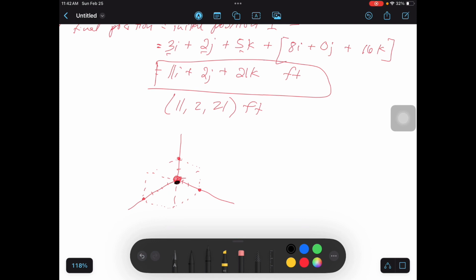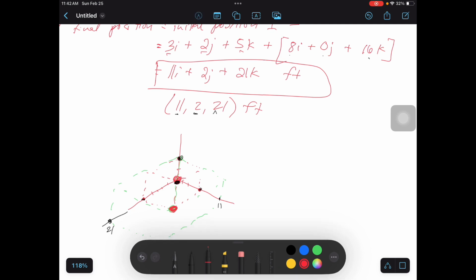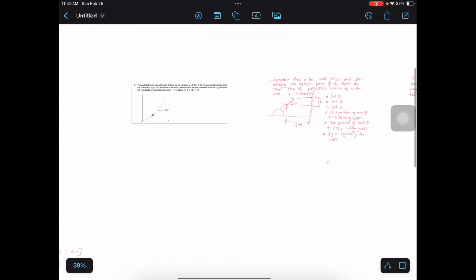So, from that point, from this initial position, your displacement is 8, 0, and 16. So, you have this. From X, it became 11. In Y, it is still the same here. And then in Z, it is now 21. So, your point is now here. That is its final position. When you draw it in 3D, you draw it in 3D.